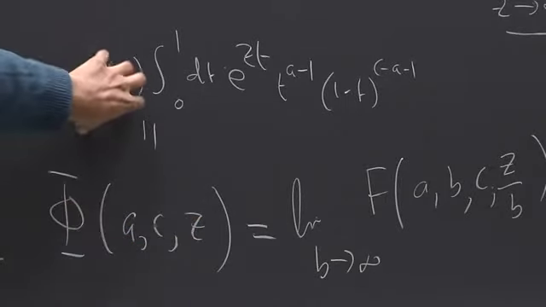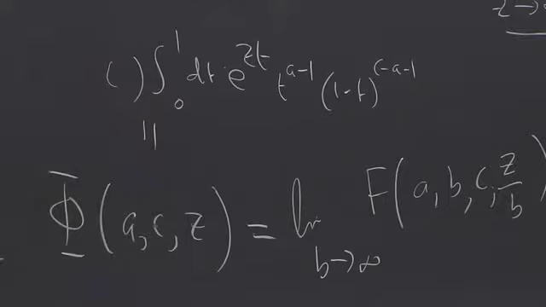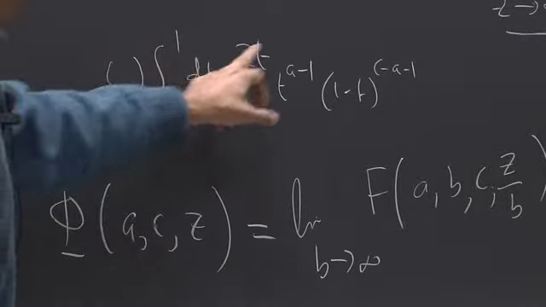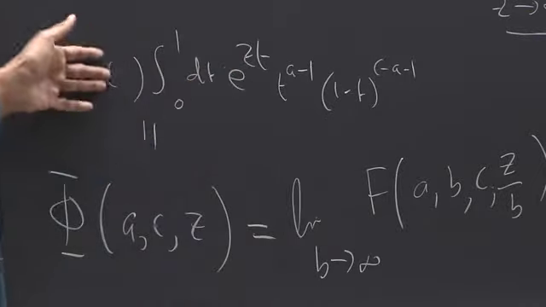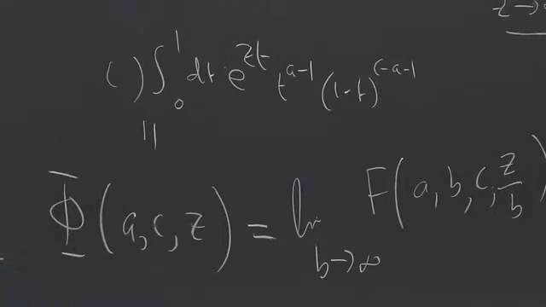So that normalization fixes this coefficient. You can just put z equal to 0, then this simply is a beta function. So you just divide by that beta function to make it 1.